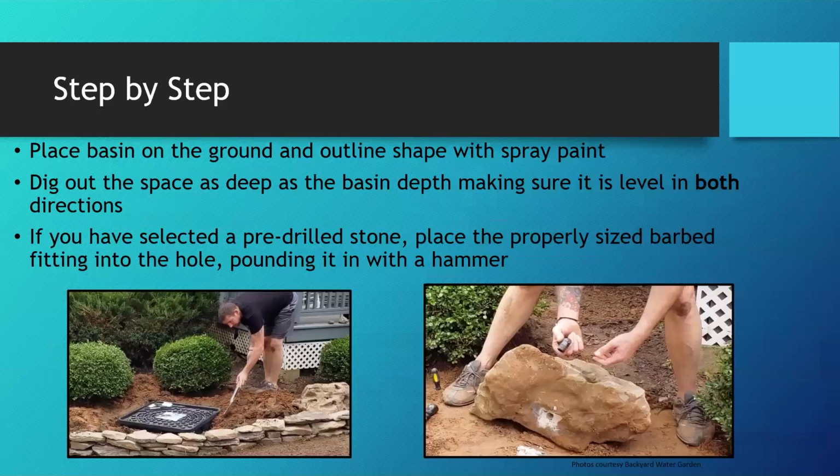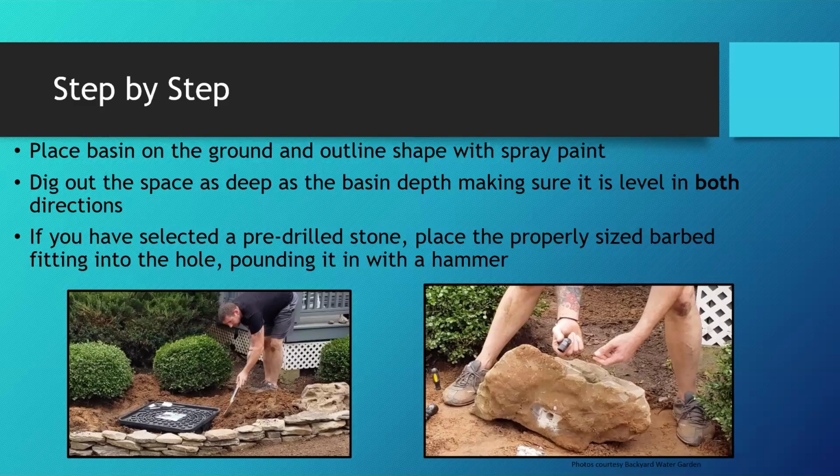Now, here are the steps you'll employ. You're going to place the basin on the ground and outline the shape with spray paint. Move it and then dig out the space, the depth of the basin, making sure not to dig too deeply. Don't overdig the hole. You will cause unwanted settling when that basin gets placed in there. Make sure the bottom of the hole you dug is level in both directions, so when you fill that basin to the top, there'll be no spillover.